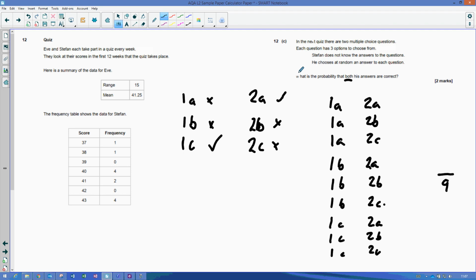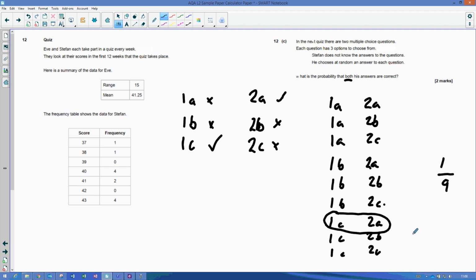What probability do I actually want? What is the probability that both his answers are correct? Okay, obviously it could have been any of these that were actually the right answers, but there's only one right answer to A and there's only one right answer to B. And in the way I've set it up, here he's got question 1 right. So we can ignore all of these options because he got question 1 wrong. But he needs to get question 2 right as well. So the only option here where he's got both right is this one. One possible option. So the probability is 1/9.